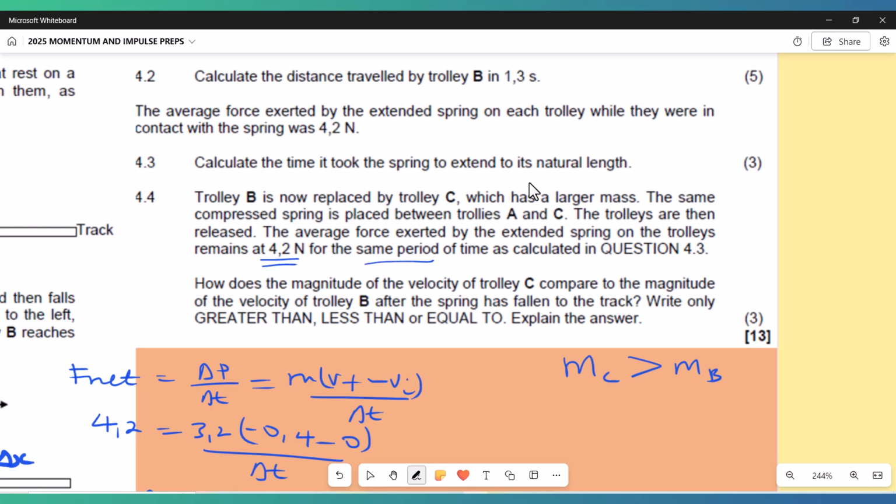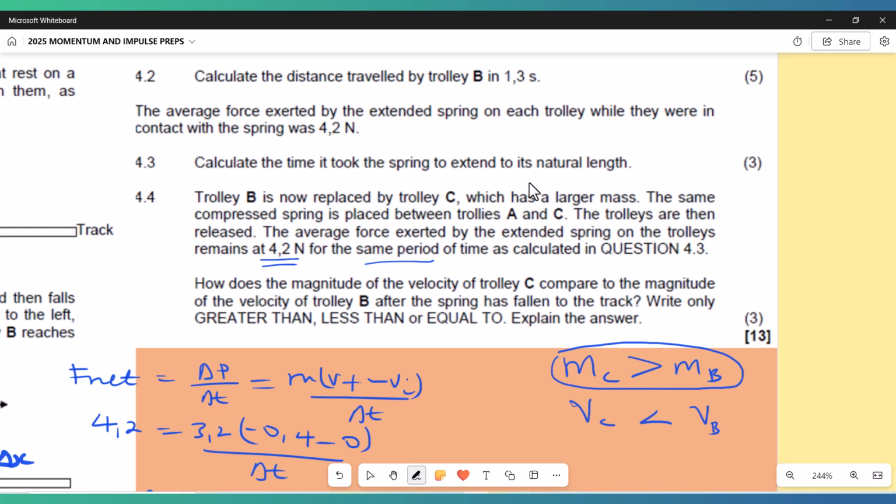As calculated above, they say how does the magnitude of the velocity of trolley C compare to the magnitude of velocity of trolley B after the spring has fallen to the track? So we want the velocity of trolley C compared to velocity of trolley B after the spring has fallen. Now, because of the larger mass, because of the bigger mass, we know that the velocity of trolley C will be less than velocity of trolley B.